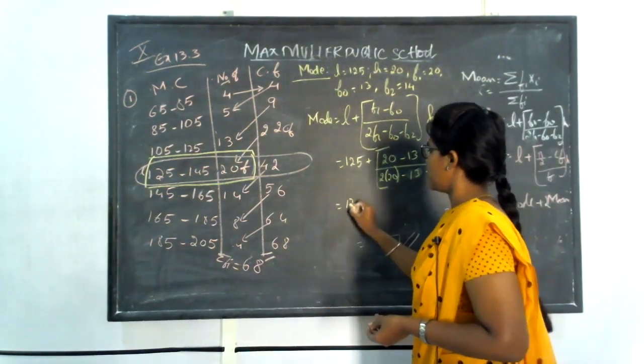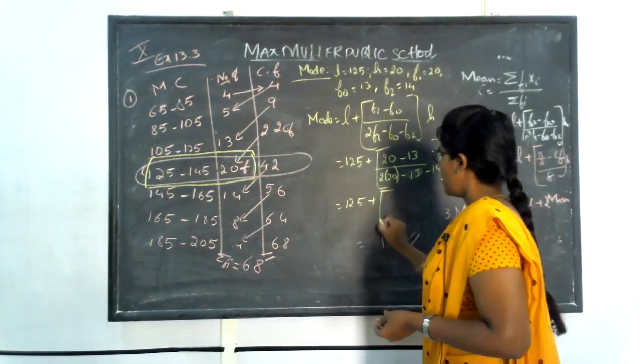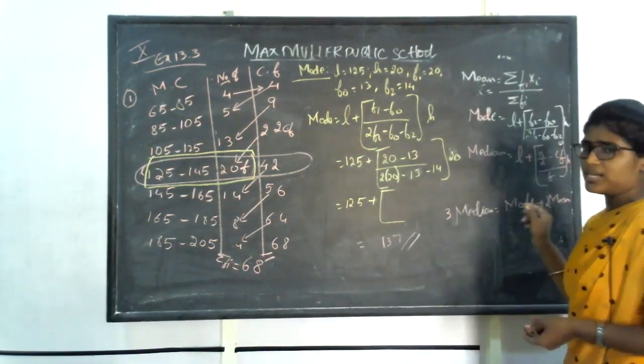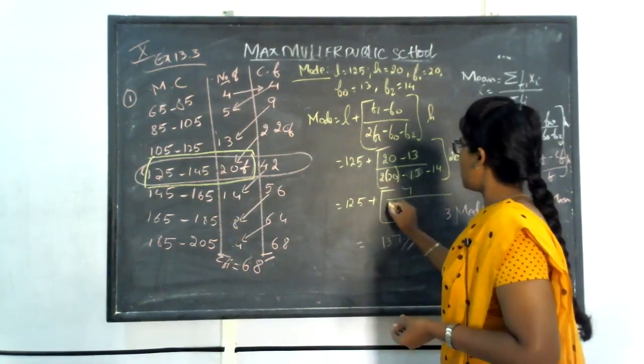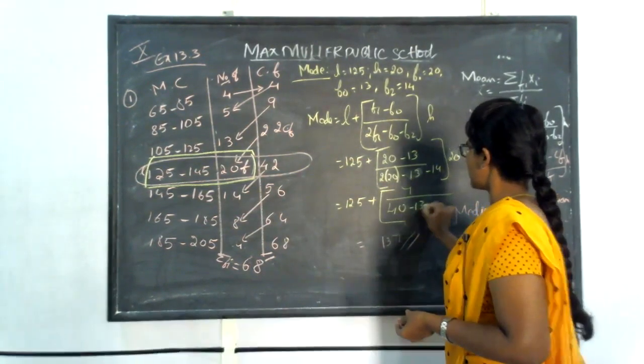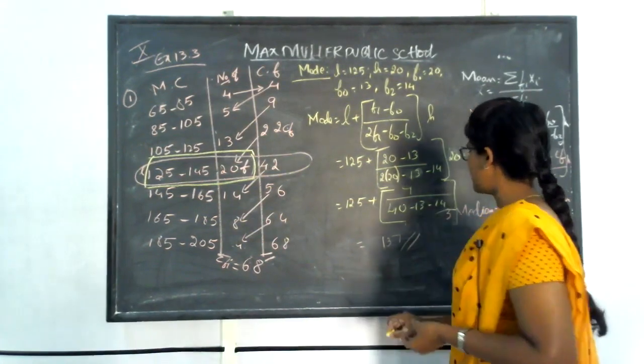Now you have 125 plus 20 minus 13. 10 minus 3 is 7. So 20 minus 13 will be 7, divided by 40 minus 13 minus 14. How much you will get?